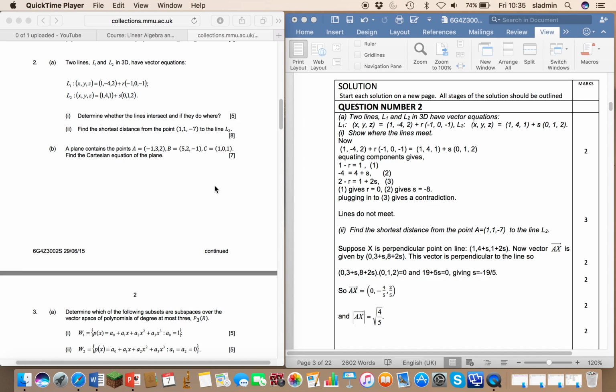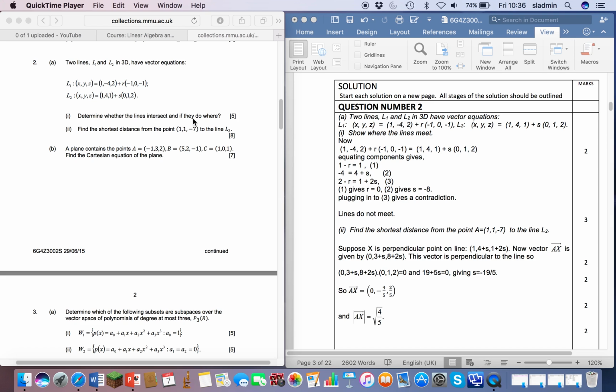This is question number 2 from the linear algebra exam from 2015. So you can see part A, we have two lines in three-dimensional space. We want to determine whether or not these lines intersect, and then we want to find the shortest distance from the point (1, 1, -7) to the line L2 here. And then part B, we want to find a Cartesian equation of a plane given these 3 points lie in the plane.